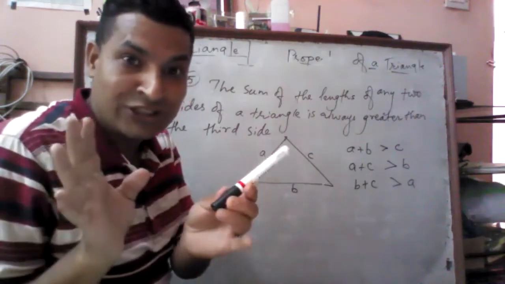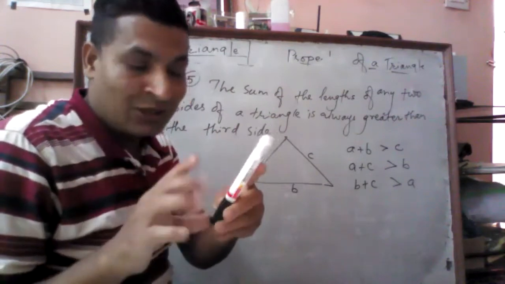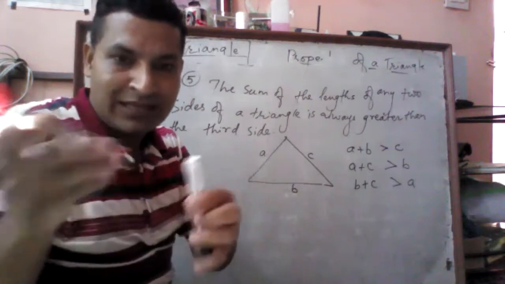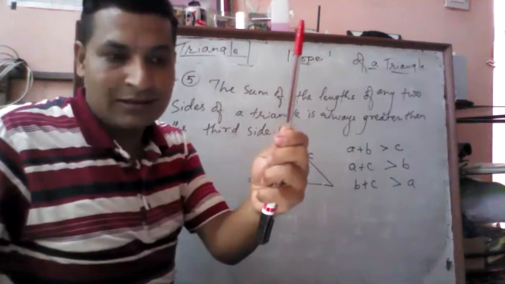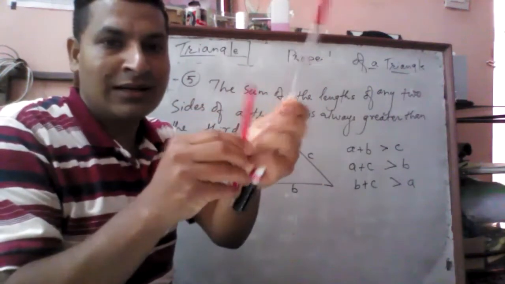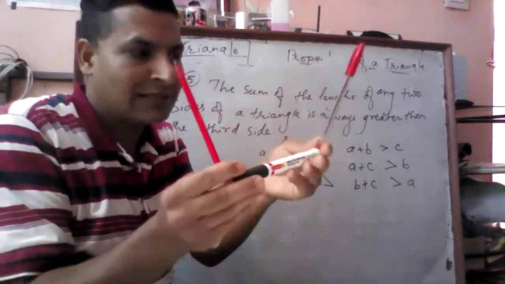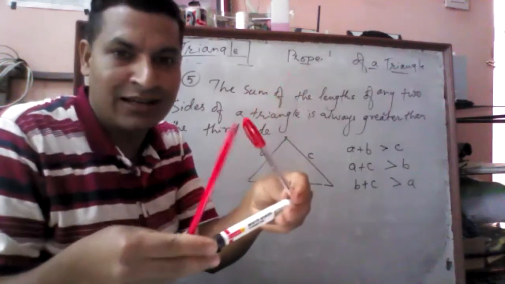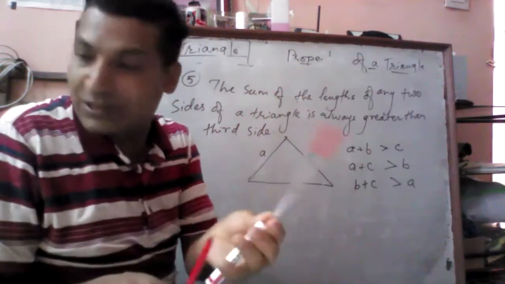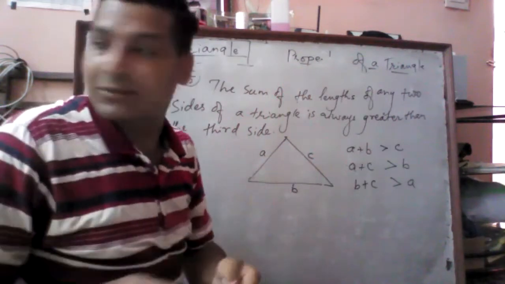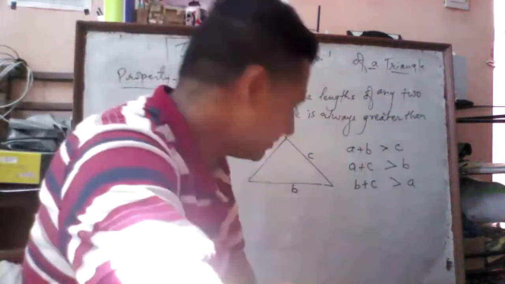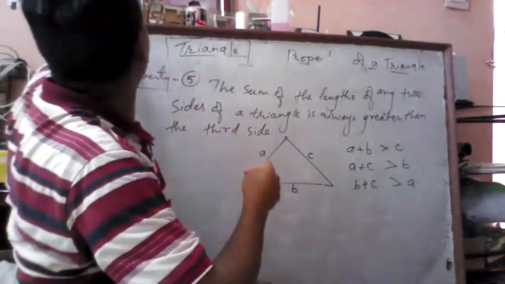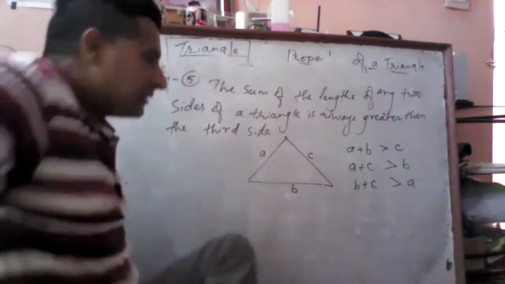You can take 3 sticks such that the sum of 2 sticks is greater than the third one, and try to join these 3 sticks to form a triangle. Suppose these are 2 sticks. Yes, you can make it. But suppose any 2 sticks, I'll take from here. Wait, please.